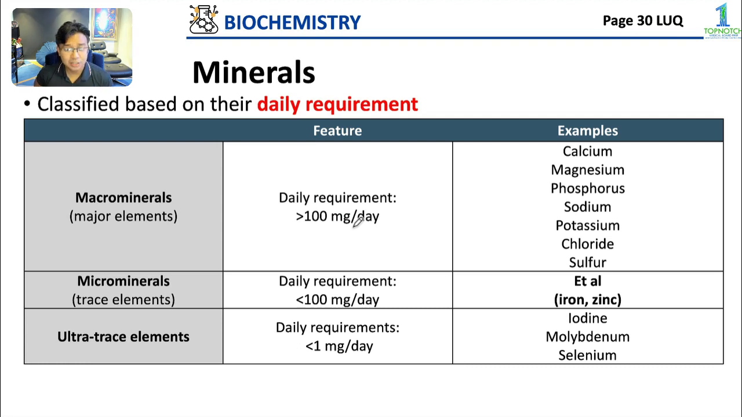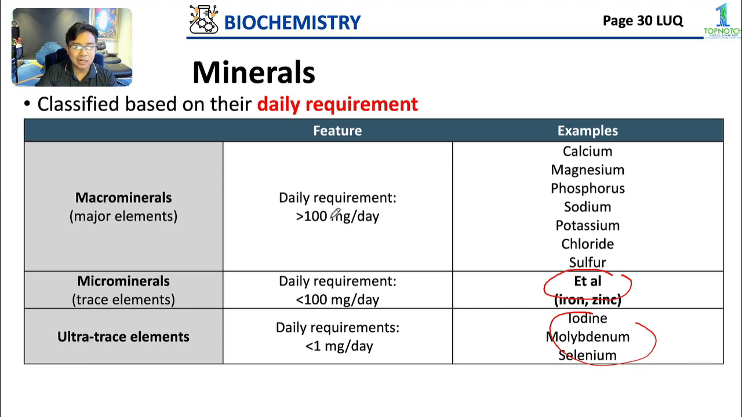Ito lang yan. So in this case, I will only memorize the ultra trace elements. IMS: iodine, molybdenum, and selenium. Then the more familiar ones, except for iron and zinc, are found here. Doing that, you can now memorize the table in 5 seconds. So, ganyan siya isipin, guys.